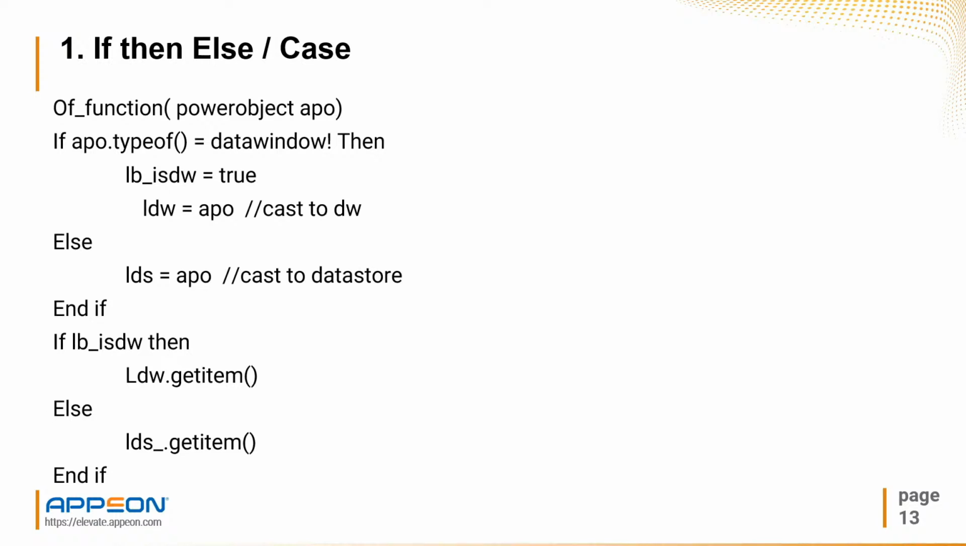So here's an example of how that would work. We'd have our function and basically do a type of. When I do this, I typically use a local Boolean variable to identify whether it's a data window or data store. Notice in that case, it doesn't really work with a DataWindowChild. And then I just have if-then statements. If it's a data window, then use the data window casted object. Otherwise, use the data store. Use your get items, set items, what have you.